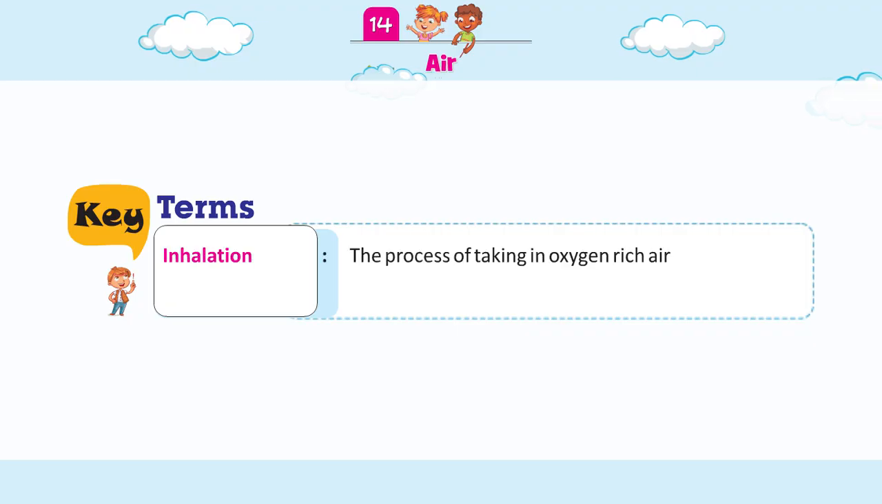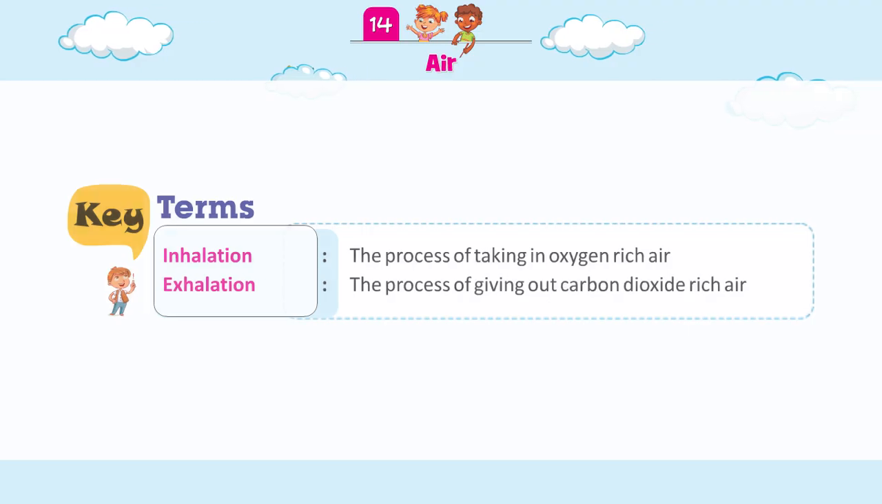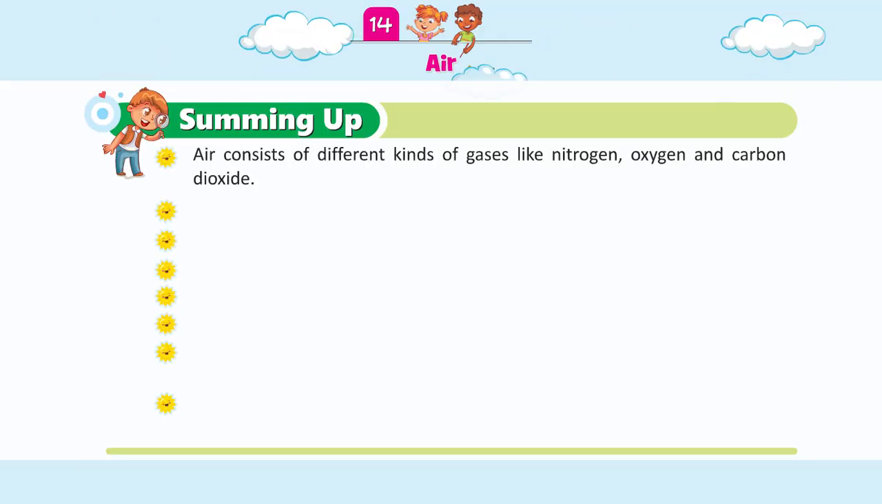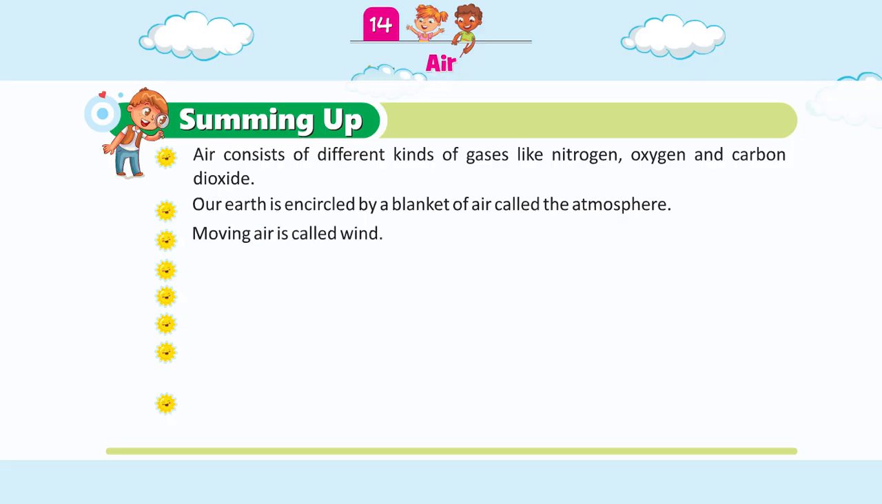Key terms. Inhalation: the process of taking in oxygen-rich air. Exhalation: the process of giving out carbon dioxide-rich air. Summing up. Air consists of different kinds of gases like nitrogen, oxygen, and carbon dioxide. Our Earth is encircled by a blanket of air called the atmosphere.